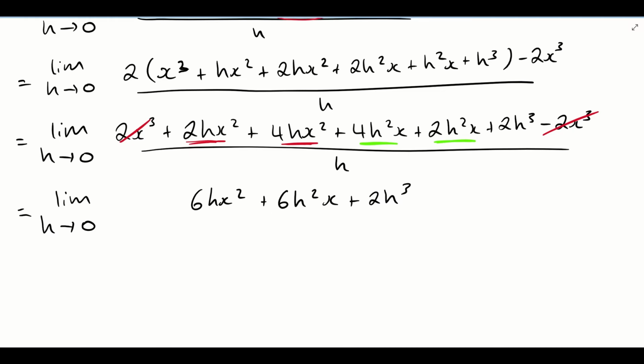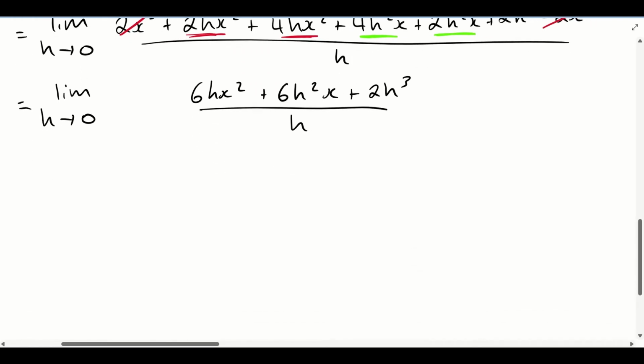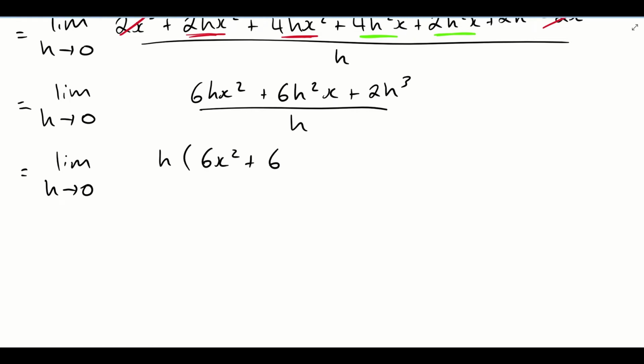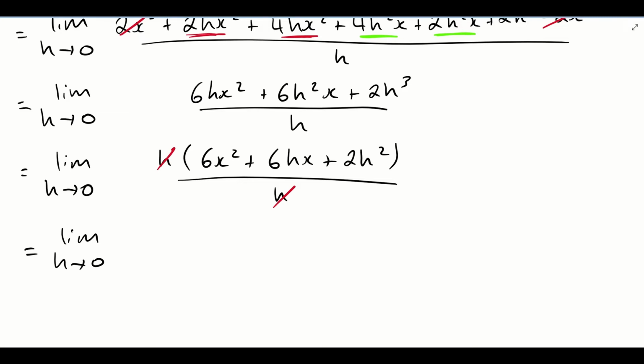Divide by h. And now we can bring out a common factor of h, to help get rid of that h on the denominator there. So the limit as h moves towards 0, we have an h outside, and we're going to end up with 6x squared plus 6hx plus 2h squared, divided by h. These h's will cancel, and we will be left with just what's in the brackets on the numerator there. We will end up with 6x squared plus 6hx plus 2h squared.